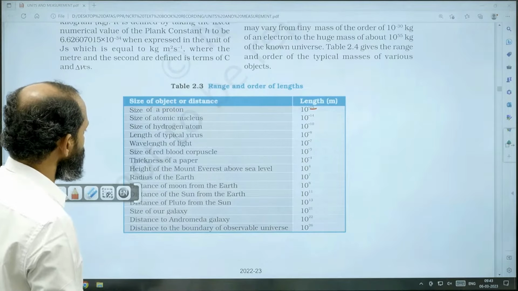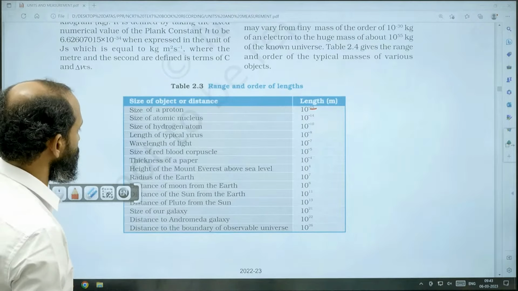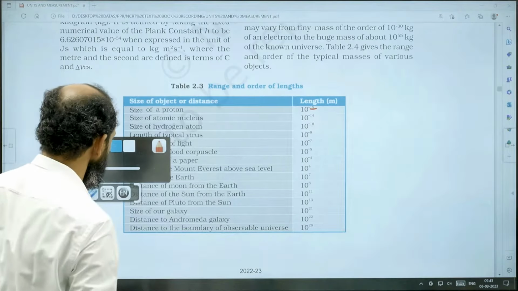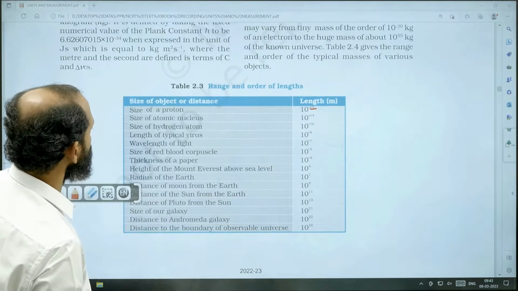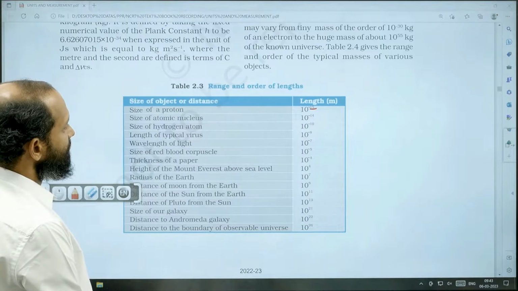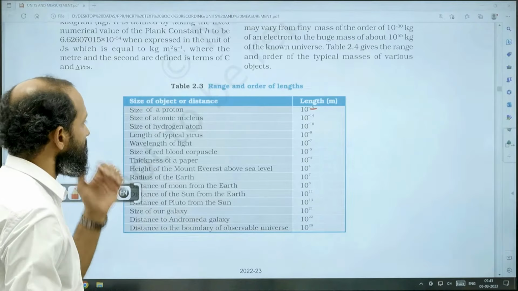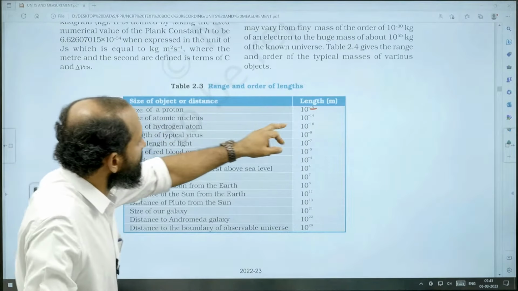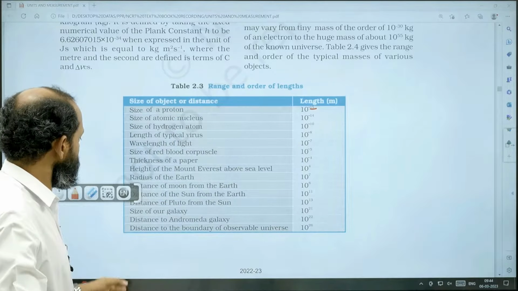Order of magnitude of size of electron. What is the order of magnitude of size of electron? It is not written here. That will be much lesser than size of proton. Size of atomic nucleus 10 power minus 14 meter. All this.